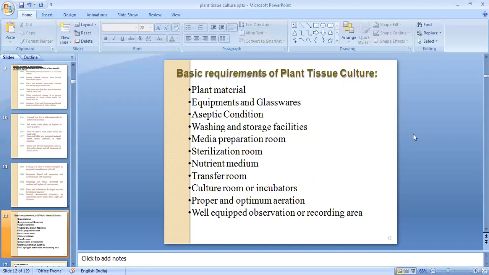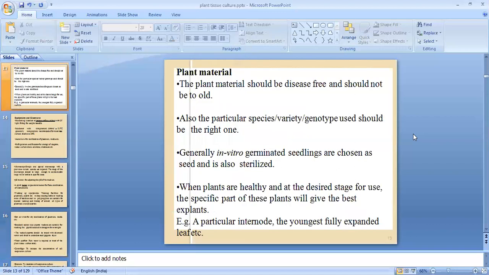Okay, so there you have a media preparation room, sterilization room, nutrient room, and transfer room, culture room or incubators, and proper and optimum aeration you have to supply during plant tissue culture, and a well equipped observation or recording area. Okay, so these are all the basic requirements for plant tissue culture, and now we will see one by one what is what.